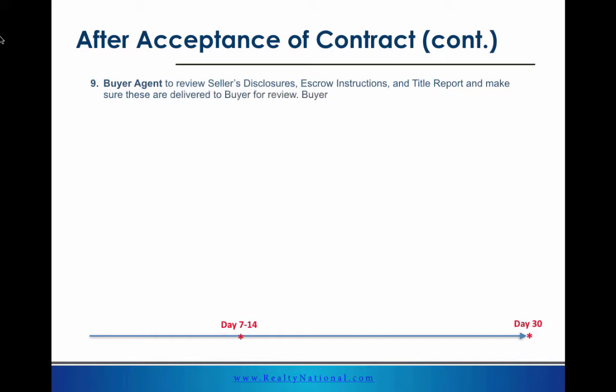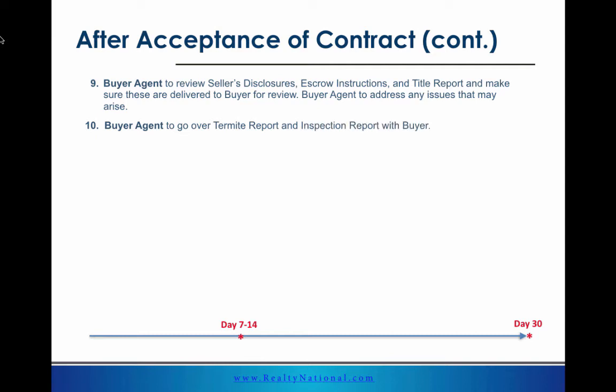Between days 7 and 14, there's a lot that goes on. If you're the buyer's agent, you'll be reviewing the seller's disclosures, escrow instructions, and title report. Make sure these are delivered to the buyer so that they can review them as well. You will want to address any issues that may arise or things that the buyer may need clarity on. The buyer's agent will also be going over the termite report and inspection report with the buyer.